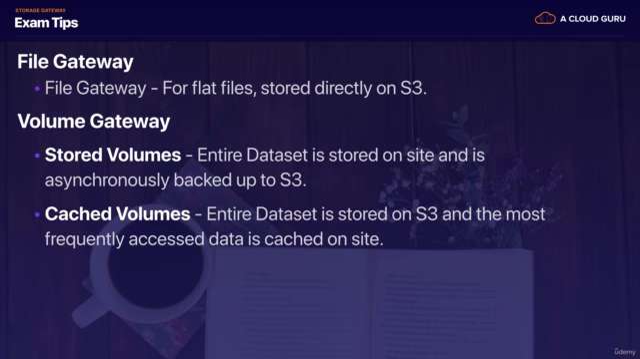Then we've got cached volumes, where your entire data set is still stored on S3, but the most frequently accessed data is cached on site. With stored volumes, the entire data set is stored on site. So that's the difference. Cached volumes is where you've only got your most frequently accessed data cached on site. And then we also have Gateway Virtual Tape Library. Like I said, we were talking about these being virtual appliances or virtual machines, but you can also get physical storage gateway appliances now.